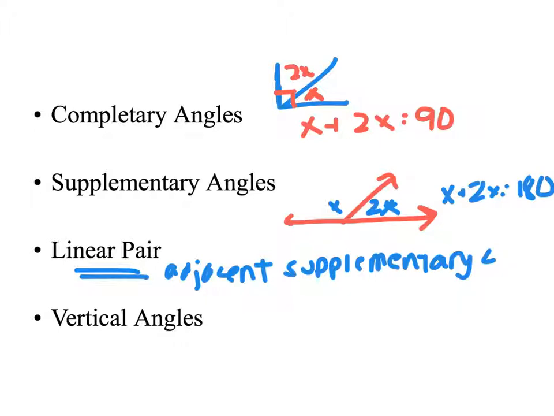And last but not least, vertical angles. Vertical angles are two angles. I have intersecting lines, and when these two cross, they're going to be opposite of each other. They're opposite, not opposite and adjacent. They're opposite and congruent. So here, this angle is opposite of this angle, so they are vertical angles.